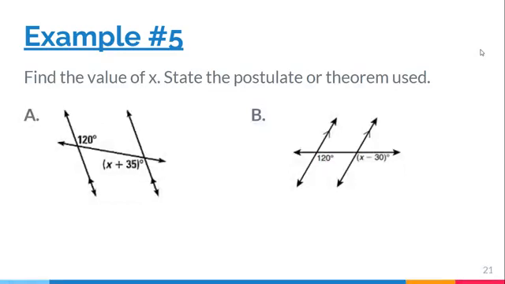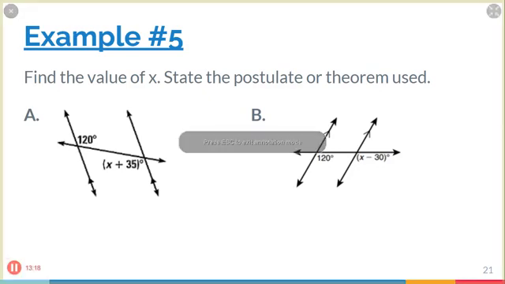So now we're going to take those theorems and we're actually going to apply them and use some algebra to solve for x. So for the next several examples, we're finding the value of x and stating the postulate or theorem used. So in example A, we're going to ask ourselves, what type of angle pair relationship do I have? Because we see that these lines are parallel.